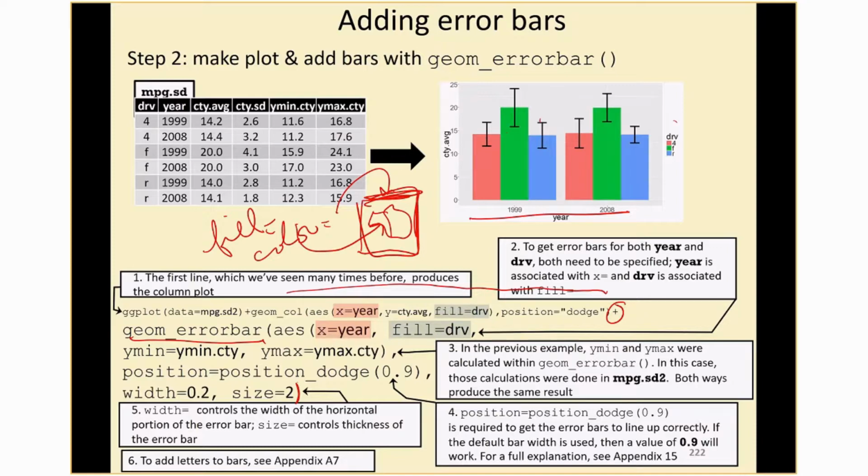Then we continue on and we map ymin onto ymin_city and ymax onto ymax_city. And then we're done with that. So we're done with the aesthetic mapping right there, and we follow it with a comma.